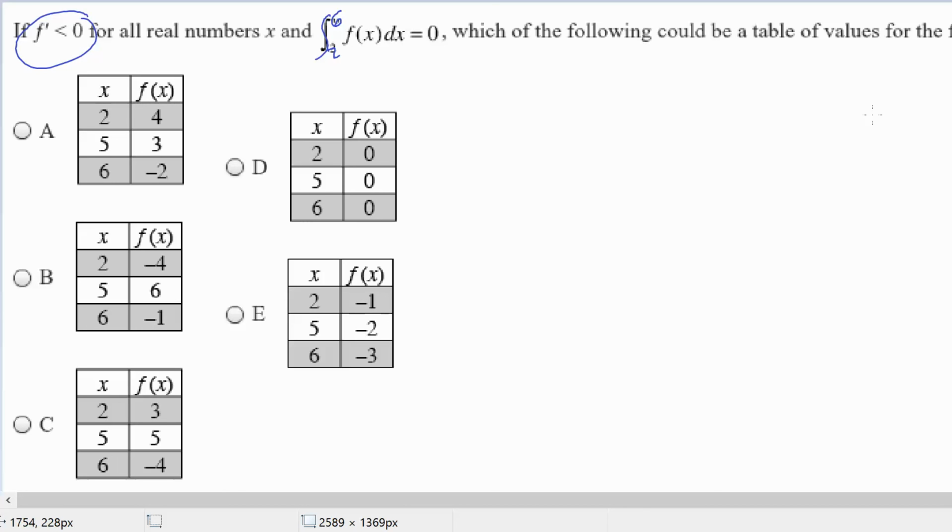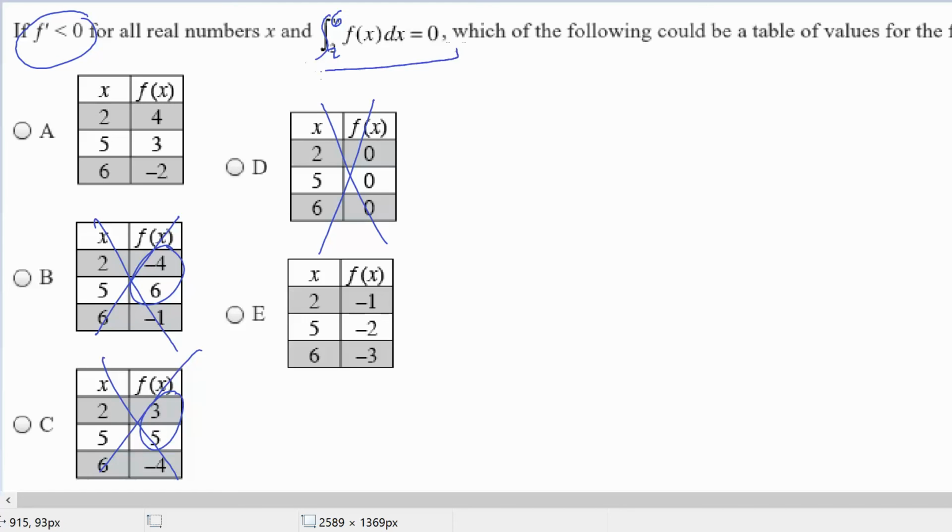So first, let's look to make sure which ones don't have a decreasing number. From 4 to 3 to 2, negative 2, that's all decreasing. Negative 4 to 6 is increasing, so that's out. 3 to 5 is increasing, that's out. This one is constant, so it's out. Negative 1 to negative 2 to negative 3, decreasing. So we've already gone to A and E as our only options.